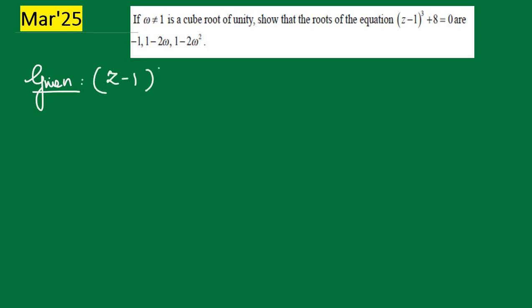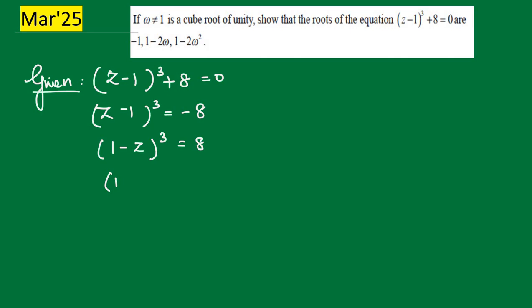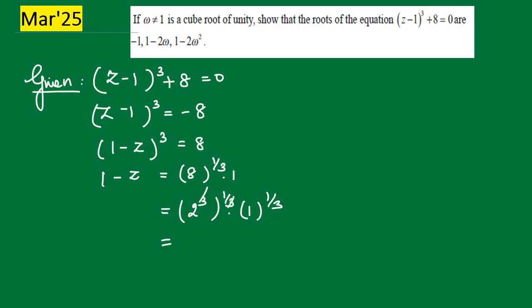Given (z − 1)^3 + 8 = 0. This can be written as (z − 1)^3 = −8. Multiplying by minus on both the sides, this can be written as (1 − z)^3 = 8. Now, this again can be written as 1 − z = 8^(1/3) into 1, which is equal to (2^3)^(1/3). I take 1 here, 1 to the power of 1/3. Now this is equal to 2 into 1^(1/3).